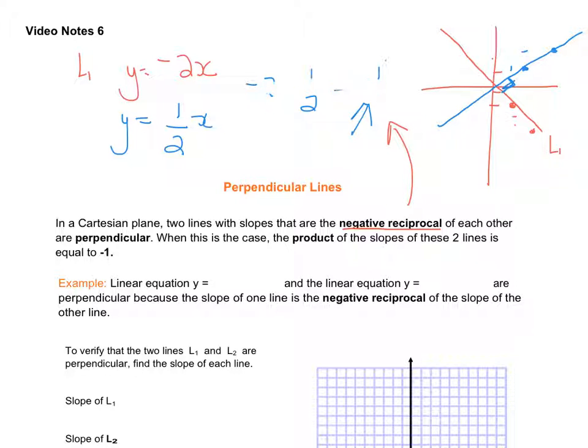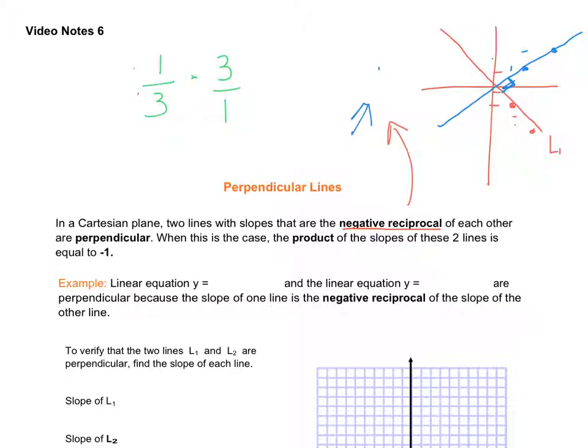Let's check another one of our negative reciprocal exercises. So if I have, for example, 1 over 3, the negative reciprocal is that you would flip it, so it becomes 3 over 1, and because one of them needs to be negative, and it's not the first one because it's positive, you make this one negative. If I put that in my calculator, I will get an answer of negative 1.